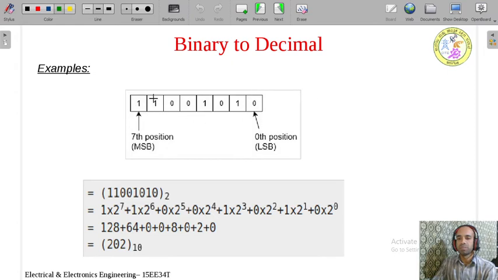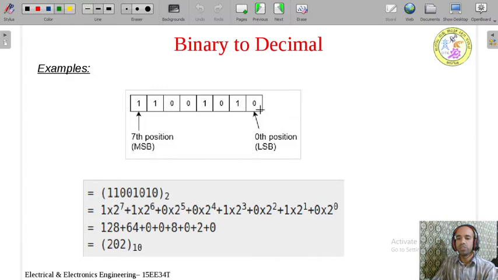This is the first example we are having, and here it contains 8 bits. This is called the LSB, least significant bit, and this is called the MSB bit. So this is the 0th position and this is the 7th position: 0, 1, 2, 3, 4, 5, 6, 7 positions. And these are the binary numbers we are having.